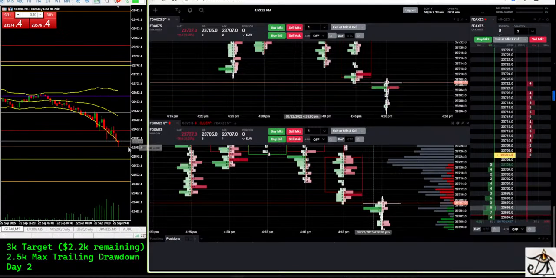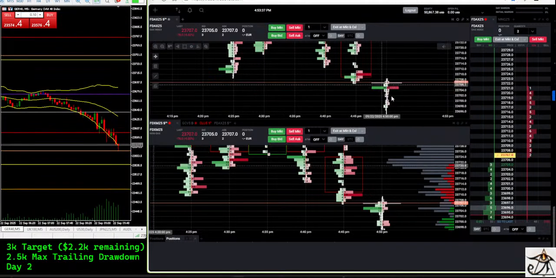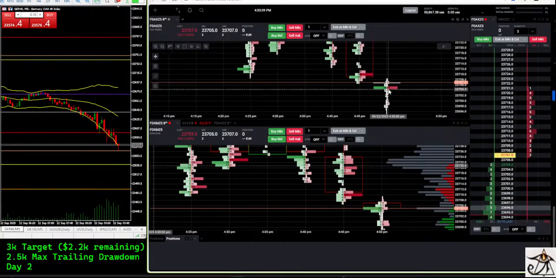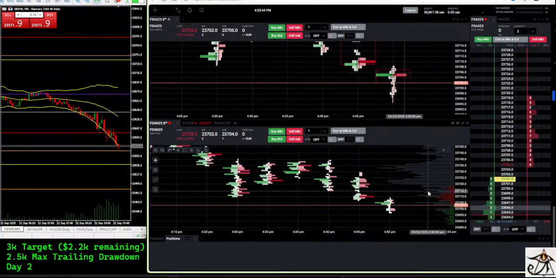So I just need to be aware of that, but I am looking to potentially buy the market on rejections off these levels, in conjunction with the order flow, so the bid and ask volume that's coming through. So this is the order flow, and I guess the volume profile down here as well.